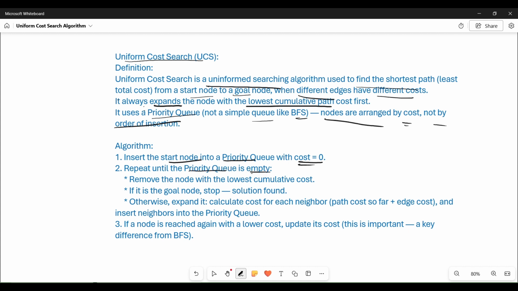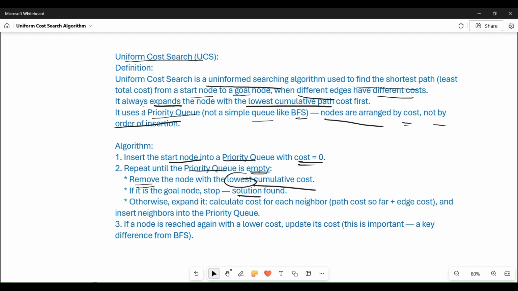Until the priority queue becomes empty, the following operations will be performed. We will look at all the nodes in our priority queue, and the lowest cumulative cost node will be removed from the priority queue and added into the visited nodes. If the goal is reached, then the solution is found, and we come out of the loop.